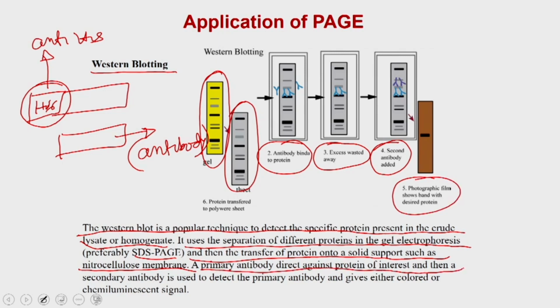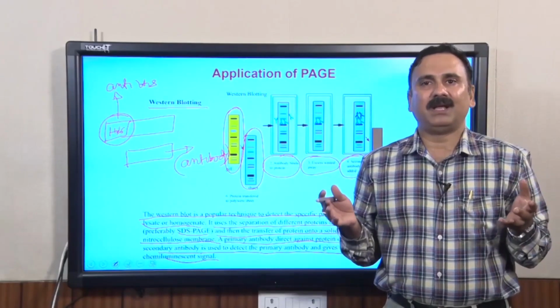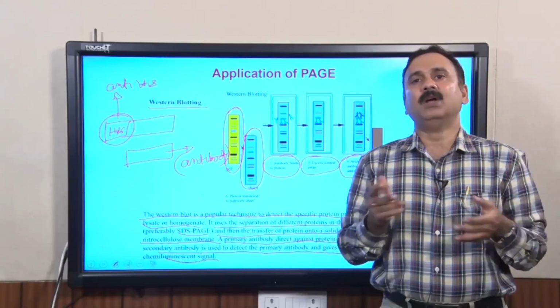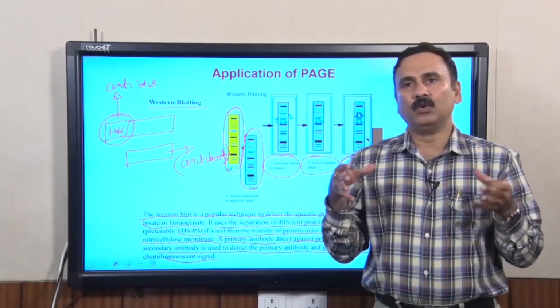A primary antibody is directed against the protein of interest. So, it could be anti-His antibodies or the antibody you have for your protein of interest, and then a secondary antibody is used to detect the primary antibody and give you either color or chemiluminescent signals. But Western blotting is a very complicated as well as multi-step technique, so all these steps have to be done very carefully.